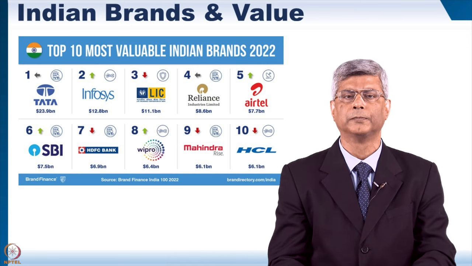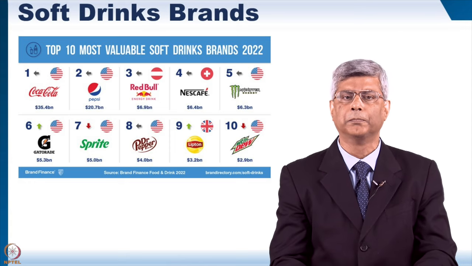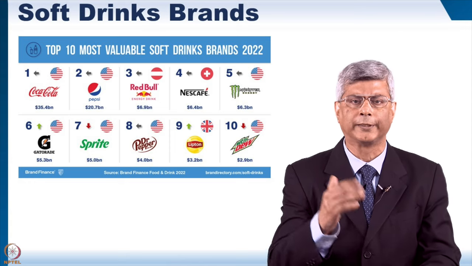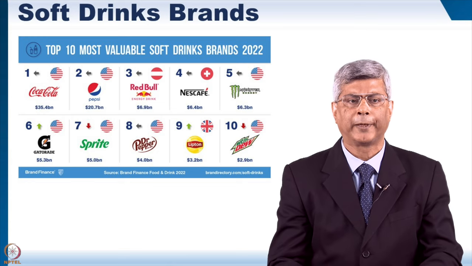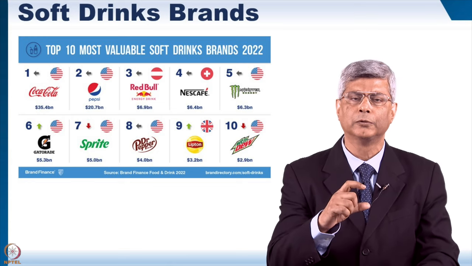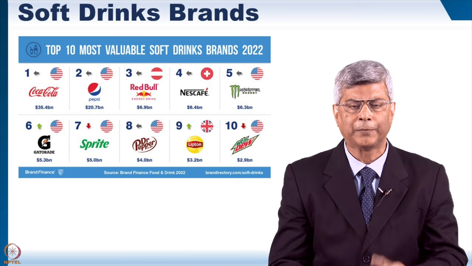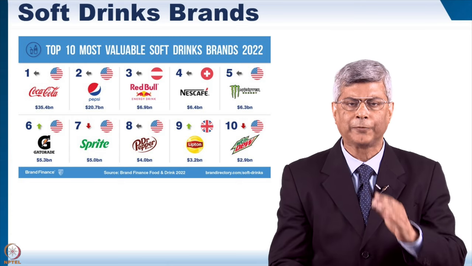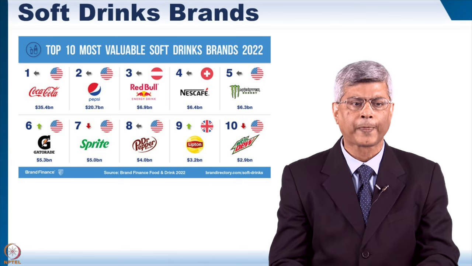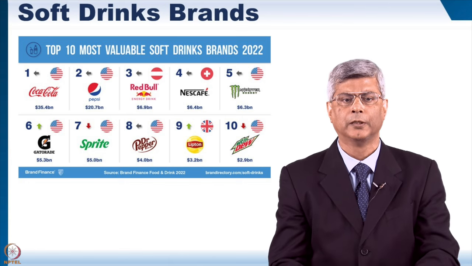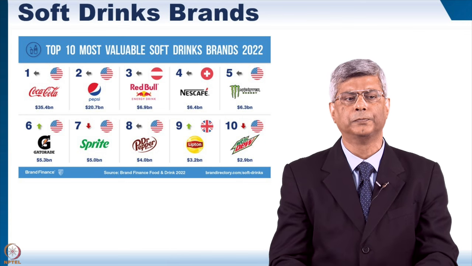Moving on, let's look at some soft drink brands from across the world. Many of you will be having some soft drink or the other. Obviously, Coca-Cola and Pepsi are the most valuable brands, but then you have got Red Bull, which is an energy brand. And then if you go down the list, some of them are available in India. Nescafe, many of you will be drinking Nescafe coffee. And if you go down the list, Sprite, Lipton tea, and they've got Mountain Dew.